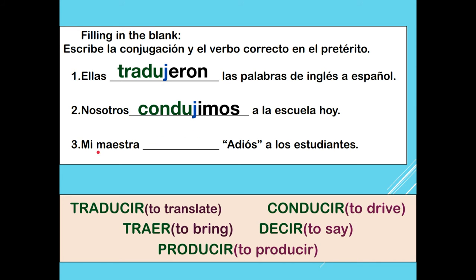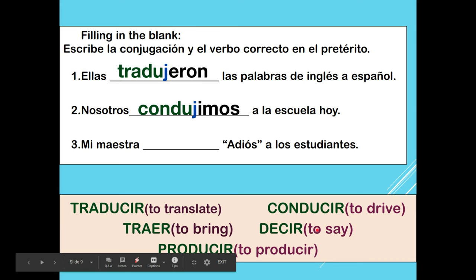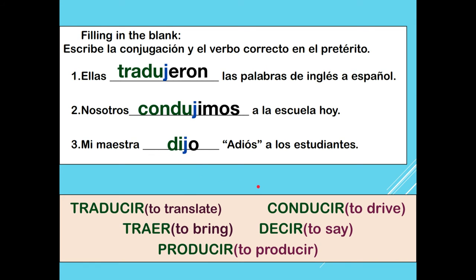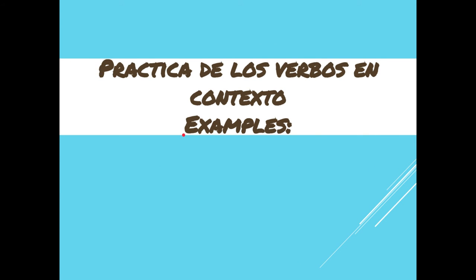En último, last one, mi maestra, blank, adiós a los estudiantes. ¿Qué es lógico? Mi maestra traducir a los adiós, mi maestra conducir adiós a los estudiantes, mi maestra traer, mi maestra decir a los adiós a los estudiantes. Entonces, comprendemos que decir es lógico, ¿sí? Mi maestra dijo adiós a los estudiantes. Bien, entonces los verbos están en contexto. Escribe la conjugación y el verbo correcto. Bien, muy bien. Next. Ejemplo número 2.